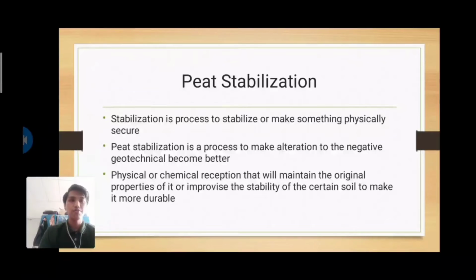Next is peat stabilization. Stabilization is a process to stabilize or make something physically secure. Peat stabilization is a process to alter negative geotechnical properties to become better, using either a traditional or non-traditional stabilizer. This process will lower the peat moisture content, increase the shear strength, and lower the compressibility. The result after this process is a more suitable peat that can be used in construction work.